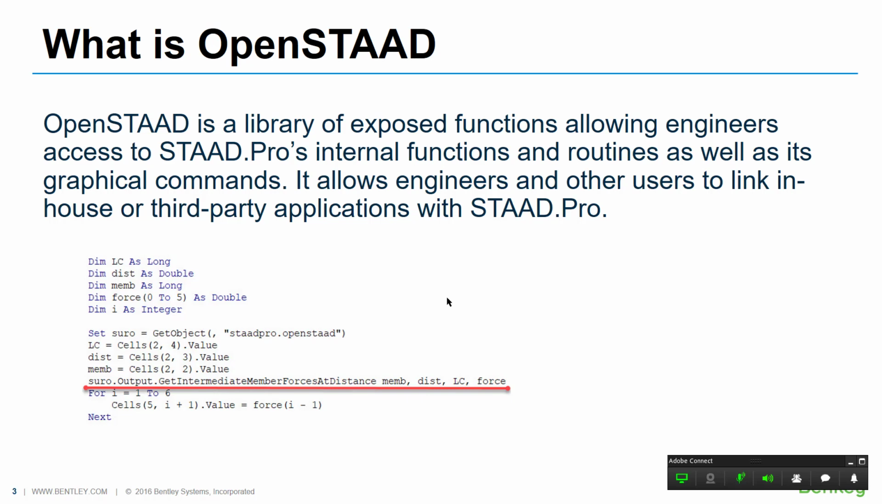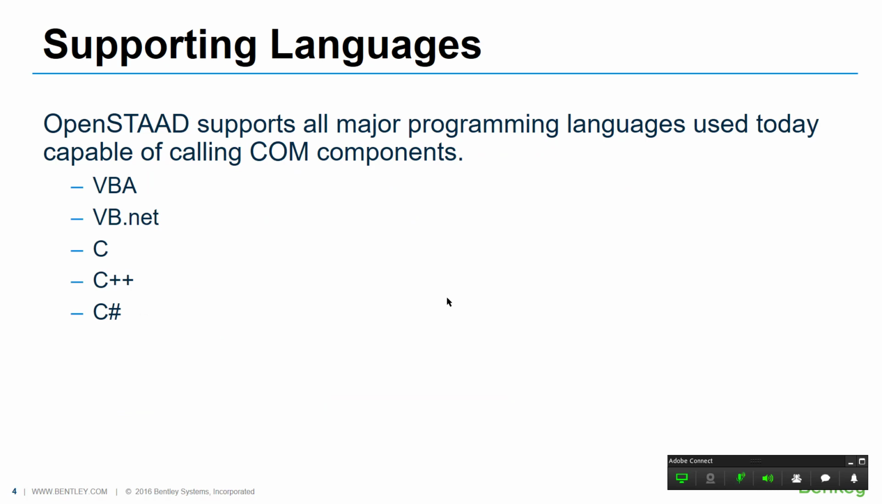So OpenSTAAD is basically a library of functions that is accessible from any other third-party program. Basically, we need to write some code using the OpenSTAAD functions, so we need some knowledge about programming, not in-depth knowledge, but some basic knowledge. Normally any component-calling programming language can be used for writing OpenSTAAD code. Some of the most used programming languages are highlighted here, like VBA or VB.NET, or any C, C++ or C# programming language can be used for this code writing.